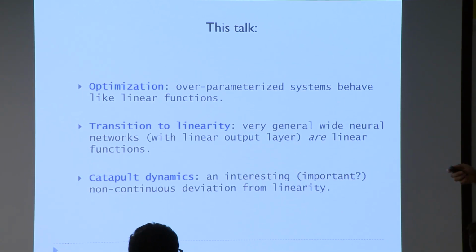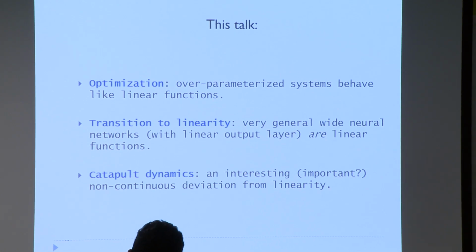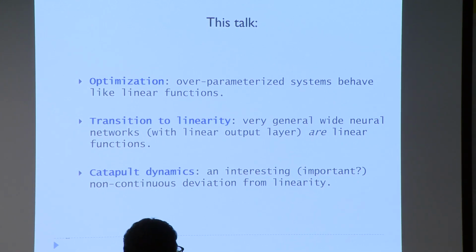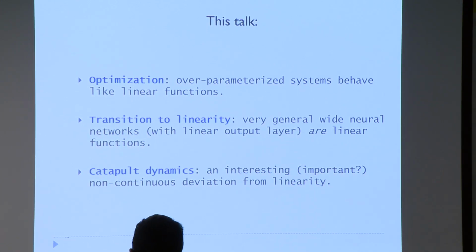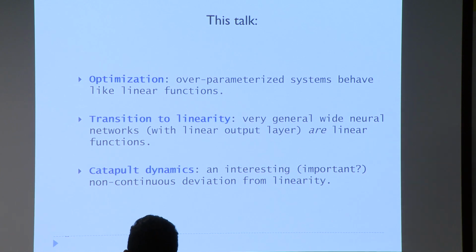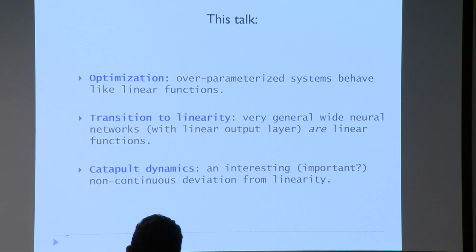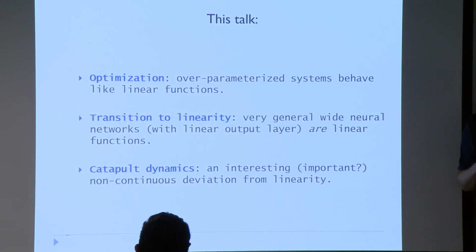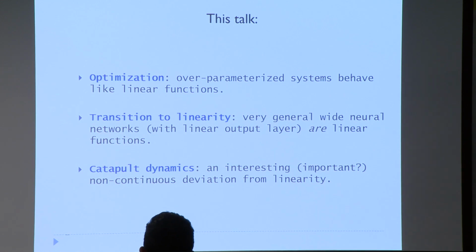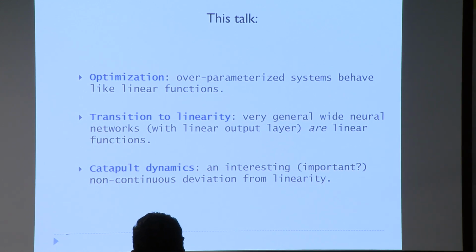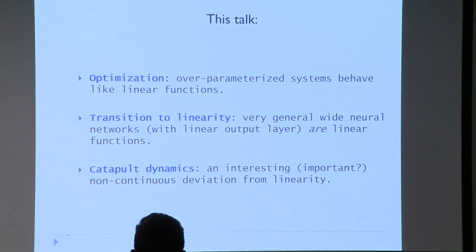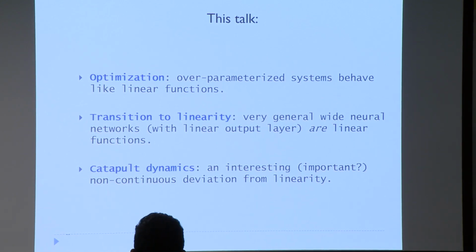What is this talk? First, I will talk about optimization of over-parameterized systems. The interesting point is that over-parameterized systems generically behave as if they were linear with respect to optimization, although, of course, they are nonlinear. But somehow you can think of them as if they're linear, and it's a reasonable way to think about it, in the sense that I will describe.